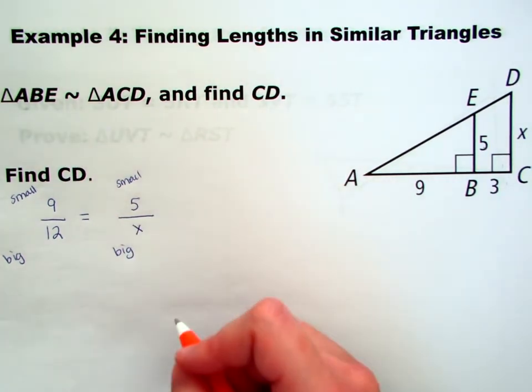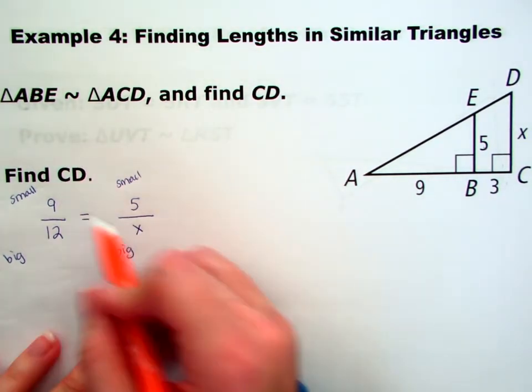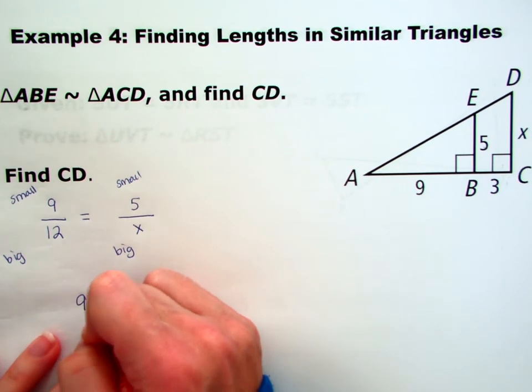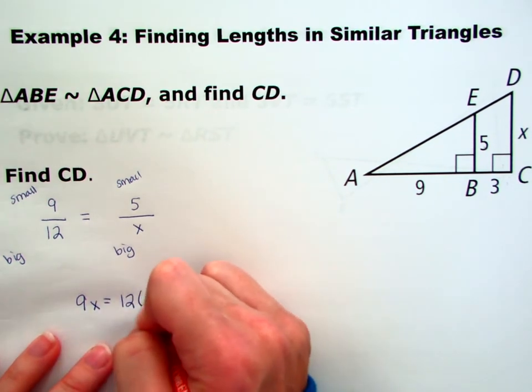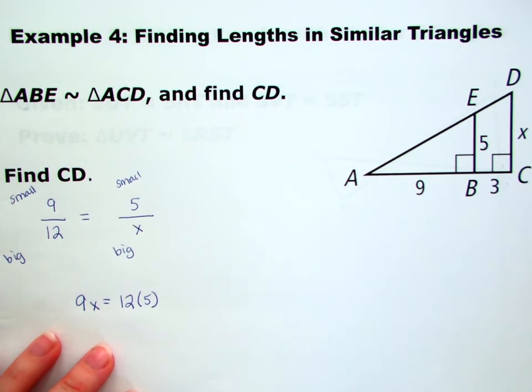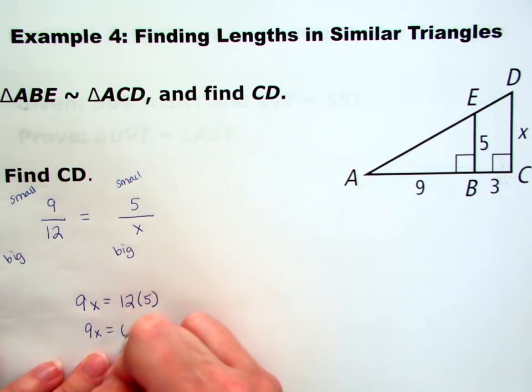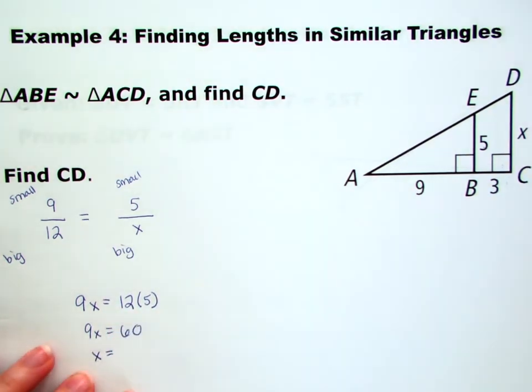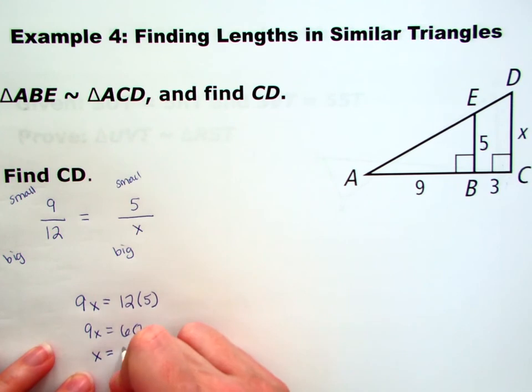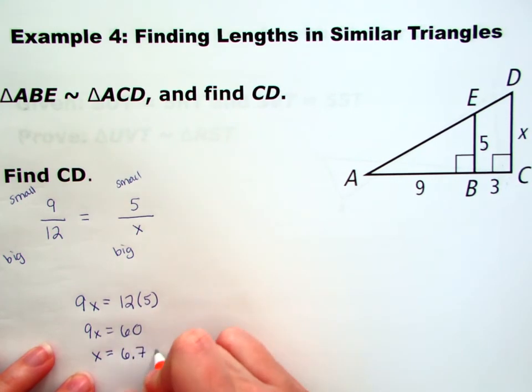Now I've just got a proportion I'm ready to cross multiply. 9 times x is equal to 12 times 5. And so what you'll do from here is you're just going to go ahead and solve this like it's a basic equation. So you're going to do 12 times 5, which would be your 60. So 9x is equal to 60. And then we're going to get x by dividing 60 by 9. Now I can tell you right off the bat this is not going to be a whole number, so we're going to have to round a little bit. So x is about 6.7 units. That would be my answer.